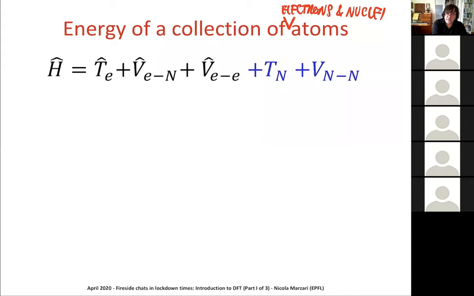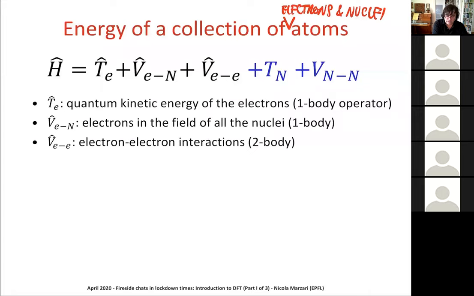wave-like. And if we want to describe the system in the adiabatic approximation, this is the Hamiltonian operator that we are dealing with. It has five terms. Three are actually quantum mechanical. They depend on the wave-like property of the electron. We'll see them in a moment.